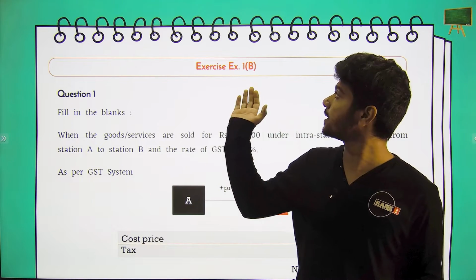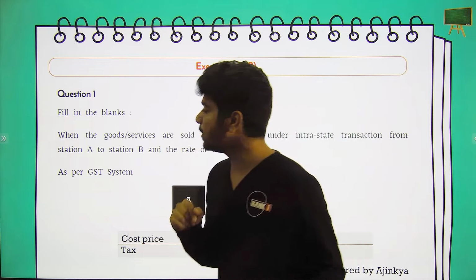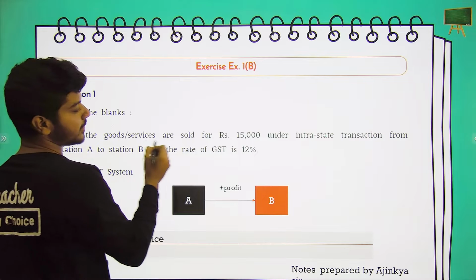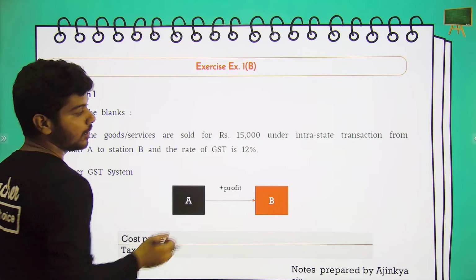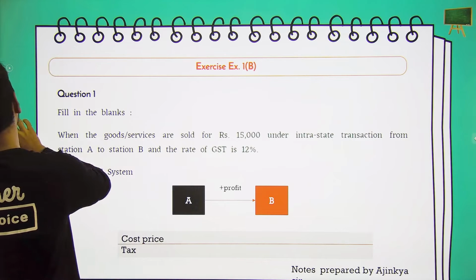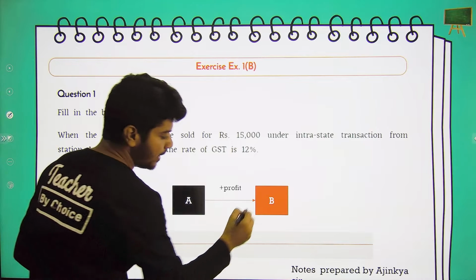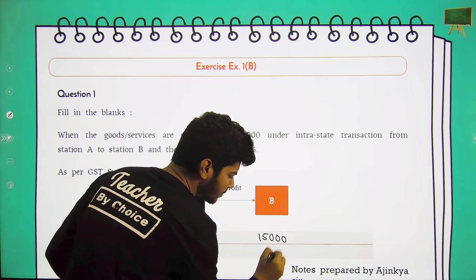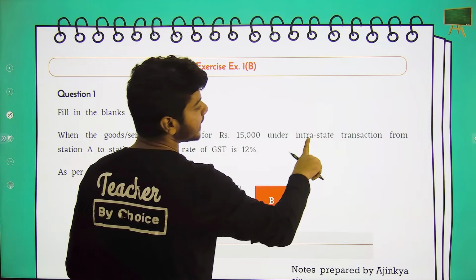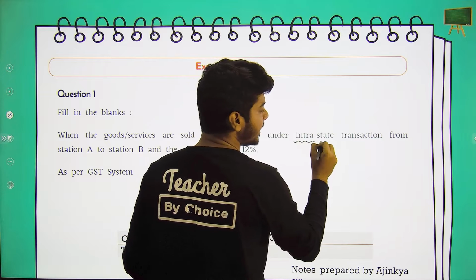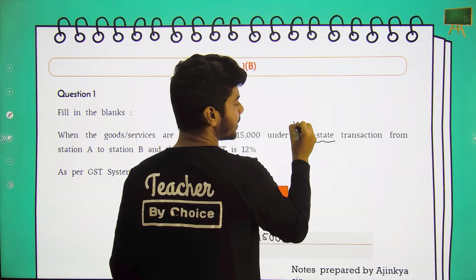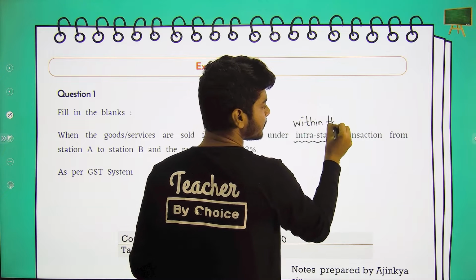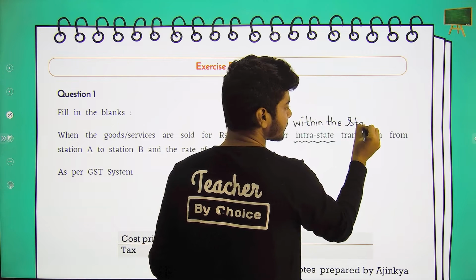Now let's see exercise 1b. In exercise 1b, what are we going to do? See, the goods or services are sold for rupees 15,000. Sold for 15,000, so we'll write it over here. 15,000 under intrastate. Whenever there is the word intrastate, we can say the trade is happening within the state. Intra means within the state.